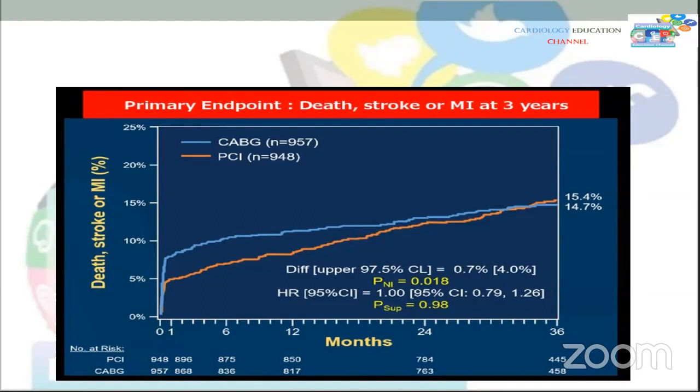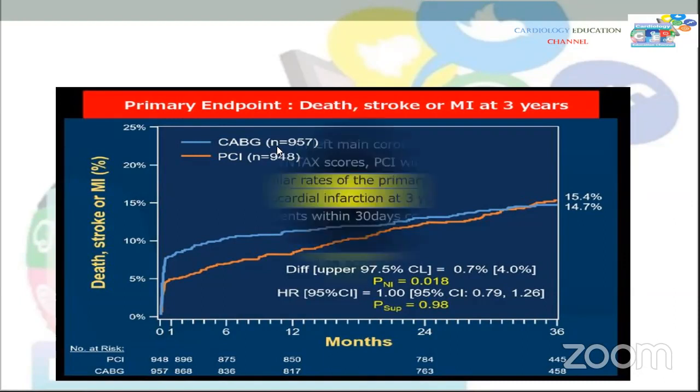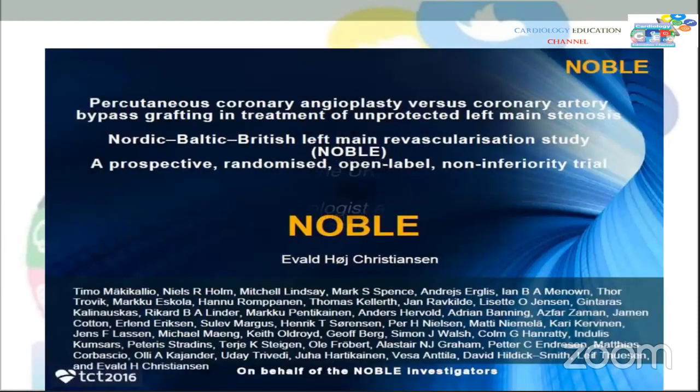The message here, it is very complex and challenging to get a clear answer, which is better, PCI or CABG. We have different, selected populations. We have different types of stents. We have different composite endpoints. We have different definitions of each of the endpoints of these composites. And finally, we have different outcomes between those trials.